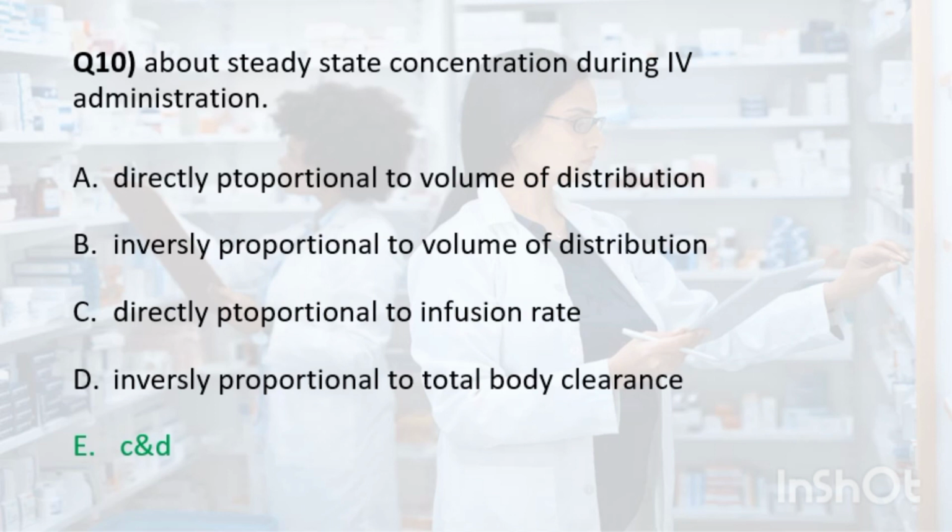Therefore, options A and B are not correct. Option C is correct, as the steady state concentration is directly proportional to the infusion rate. Option D is also correct, as steady state concentration is inversely proportional to the total body clearance.